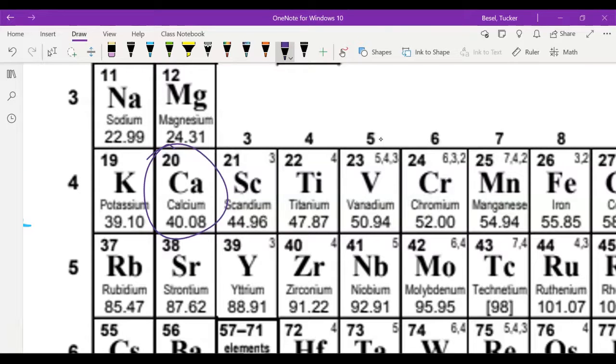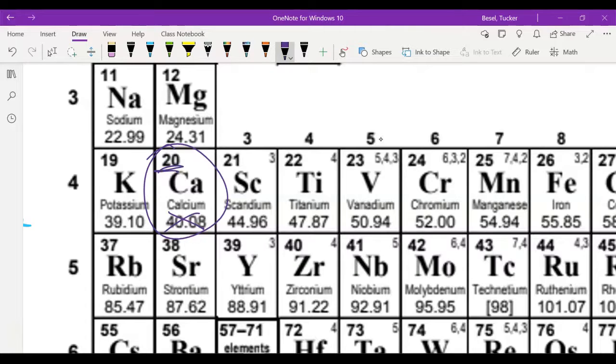And keep in mind that this number right here is the average atomic mass. It is not the actual mass of one individual atom. We'll talk more about this later, not in this unit, but in a different unit. It is related to mass, but it's the mass of lots of atoms put together, and it's the average of that, rather than one specific atom. So we're not going to use that for what we're doing right now.